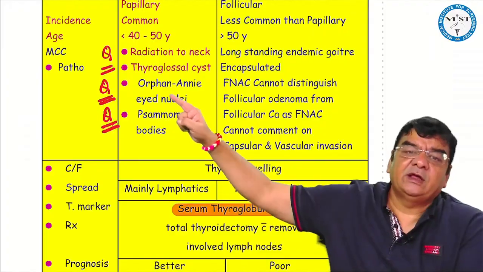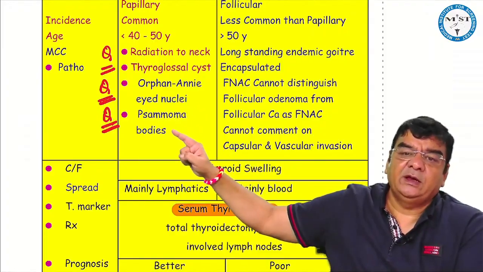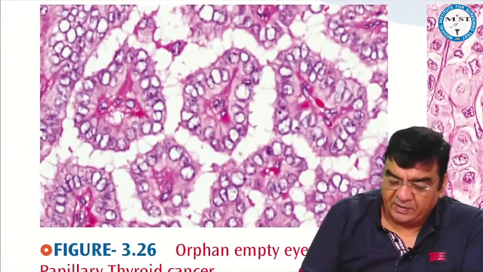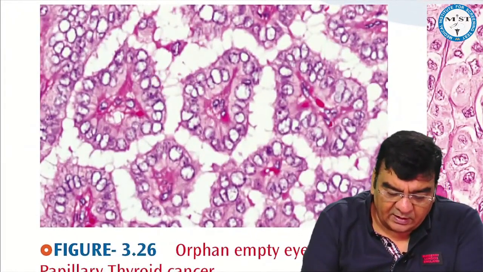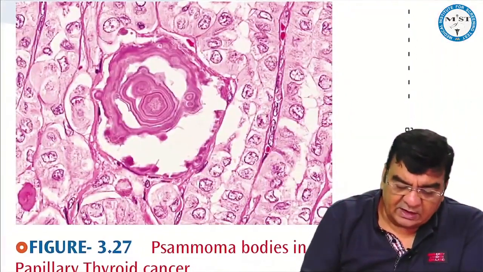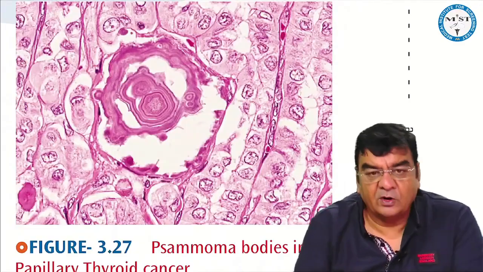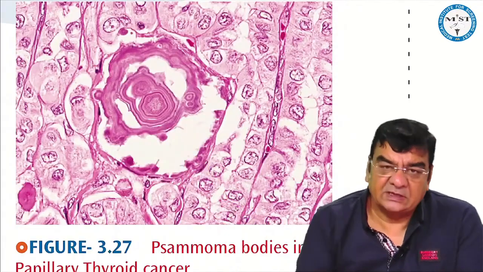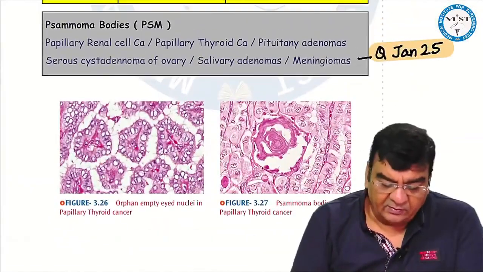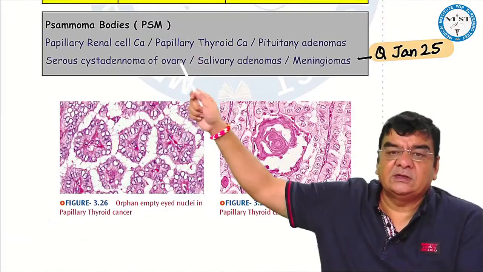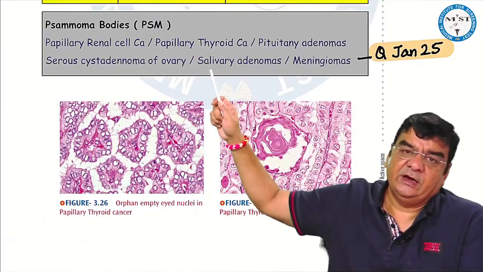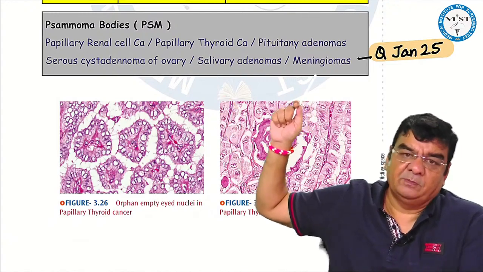Pathologically, in papillary thyroid cancers we find Orphan Annie nuclei and psammoma bodies. This is the Orphan Annie nuclei, the pale empty nuclei. And we can find psammoma bodies. Psammoma bodies can be seen in PSM. PSM is the mnemonic. P is papillary renal cell carcinoma, papillary thyroid cancer, pituitary adenomas. S is serous cystadenoma of ovaries, salivary adenoma, and M is meningioma.